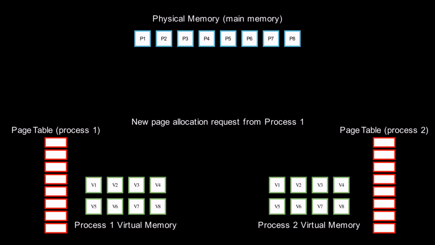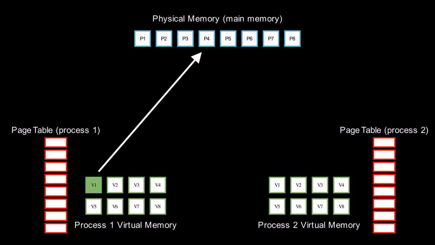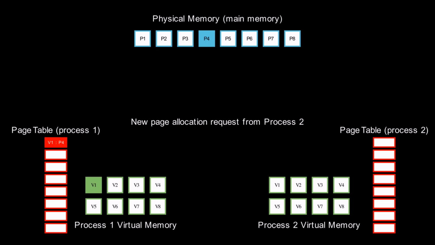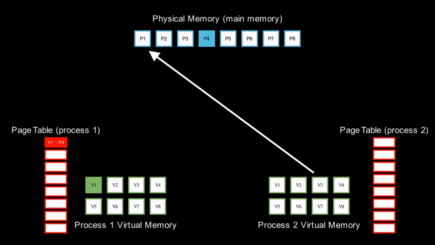When a process needs to allocate a page in memory, a request is sent. For instance, here we have a new page allocation request from process 1. When the system grants the request, the virtual page, say V1, is mapped to a physical page, say P4. This mapping is then recorded in the process's page table. Like this, we can get multiple requests for allocating page memory, and for each request, a virtual page is mapped to a physical page and an entry is made in the corresponding process's page table.